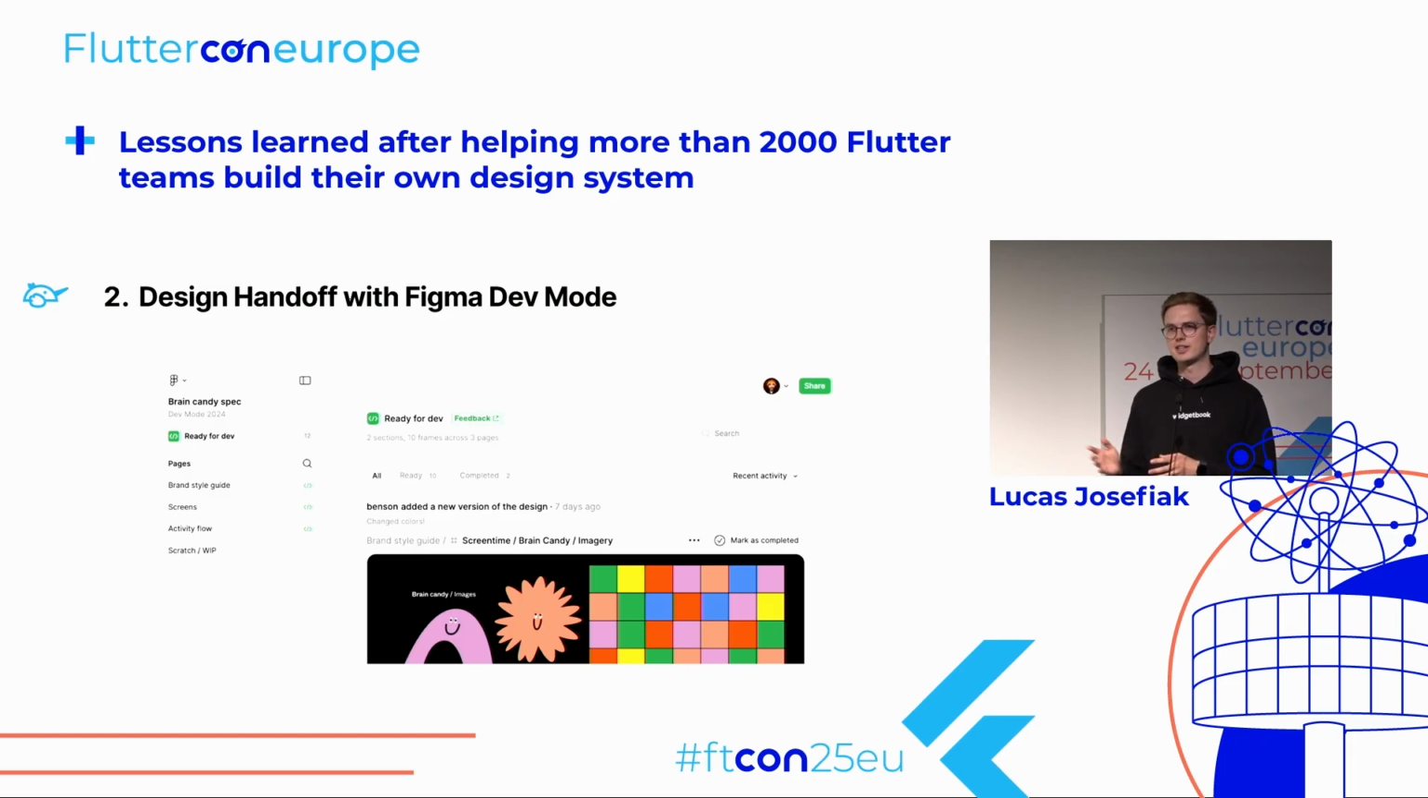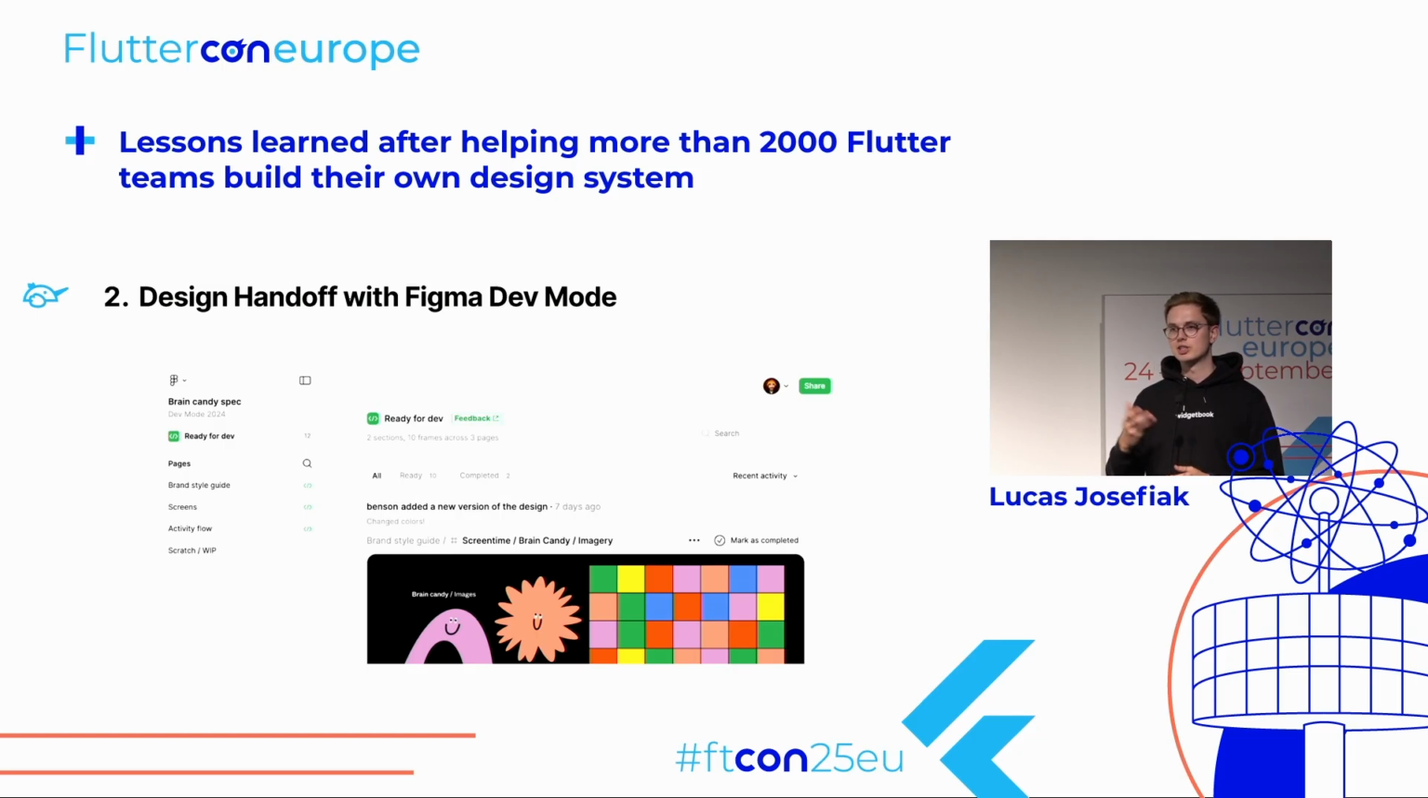In the past, you might be familiar with tools like Zeppelin, for example, that helped a lot in that regard. You can still use Zeppelin, no offense, but if you're using Figma already, just use the dev mode. It is working really well. For those of you who are not familiar with dev mode, what does it even mean?